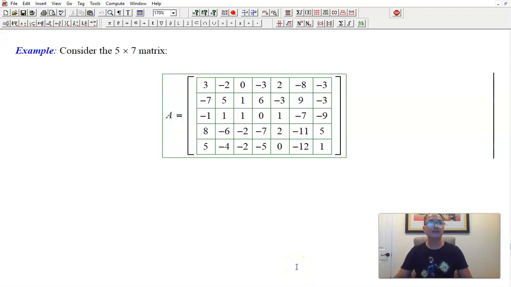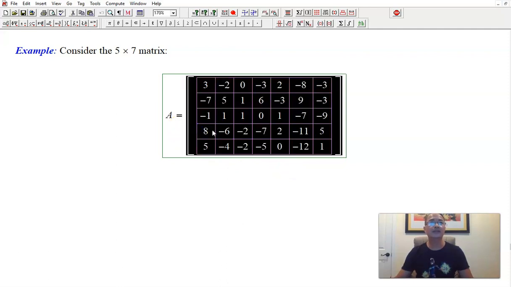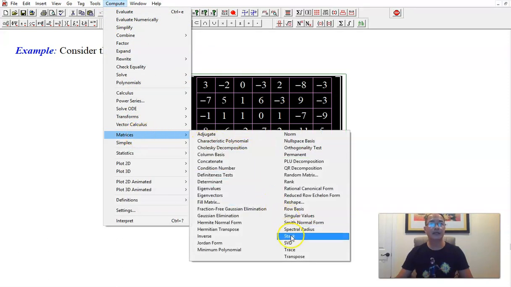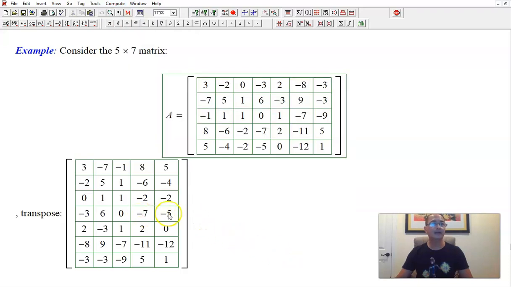Okay, so I made a big matrix over here, and we're going to find a basis for each of the 4 fundamental matrix spaces. Let's start off by finding the transpose. Luckily, instead of having to write each column of A as the row of the transpose, we have a routine for that. Compute, matrices, transpose. All right, so there is the transpose of our matrix. A is 5 by 7. The transpose is now 7 by 5.